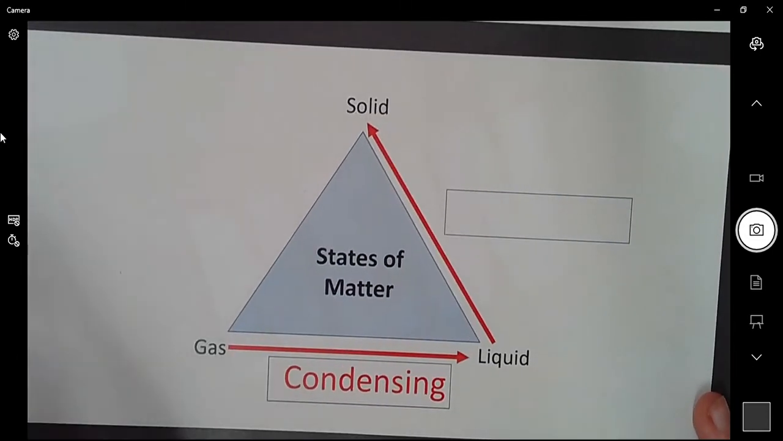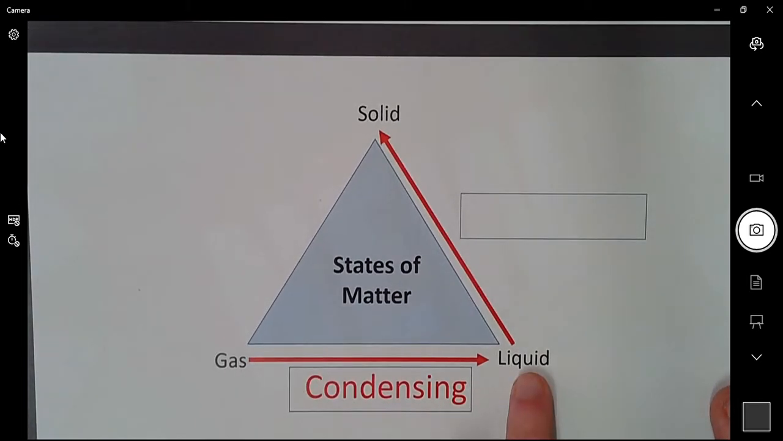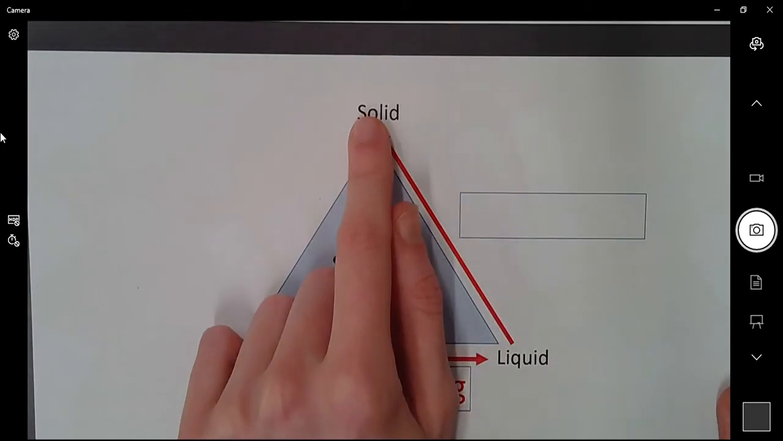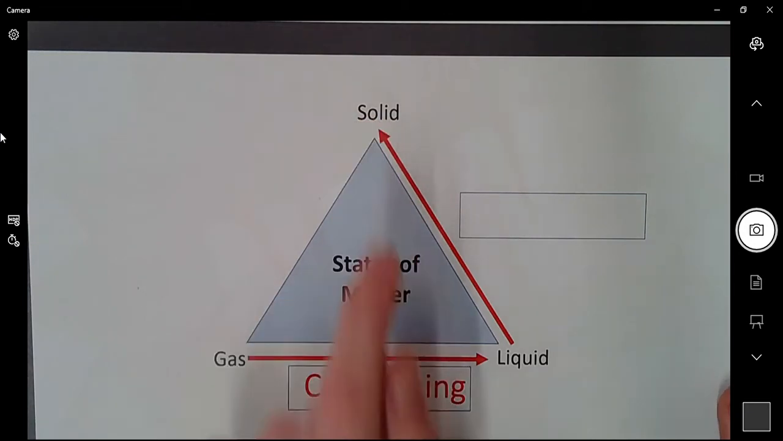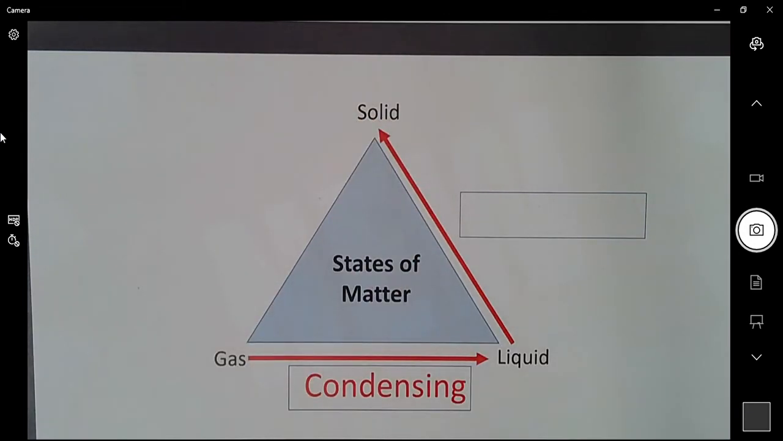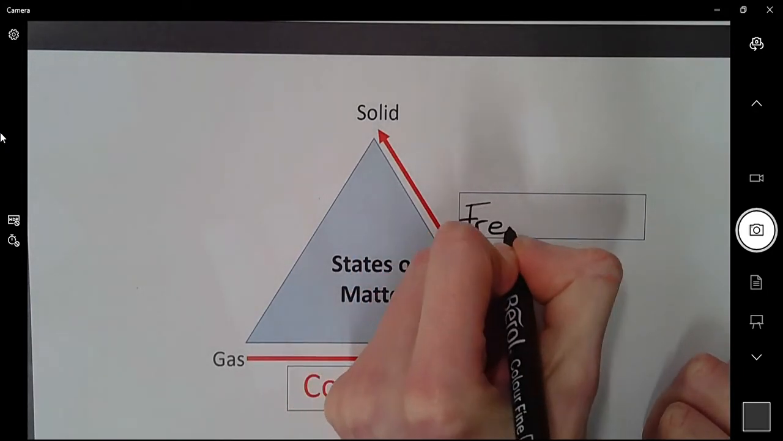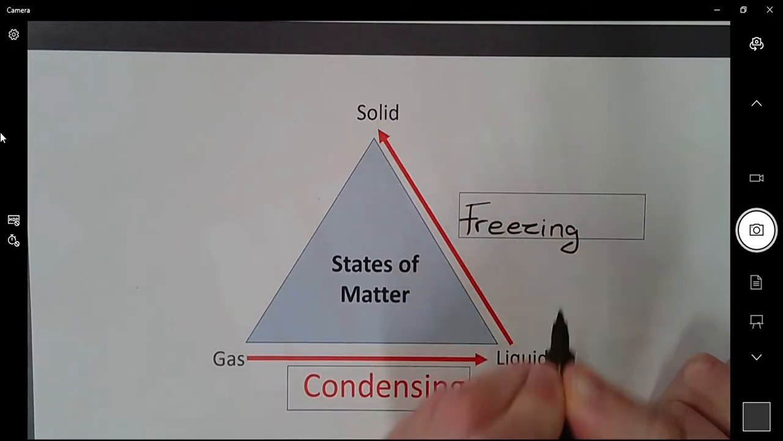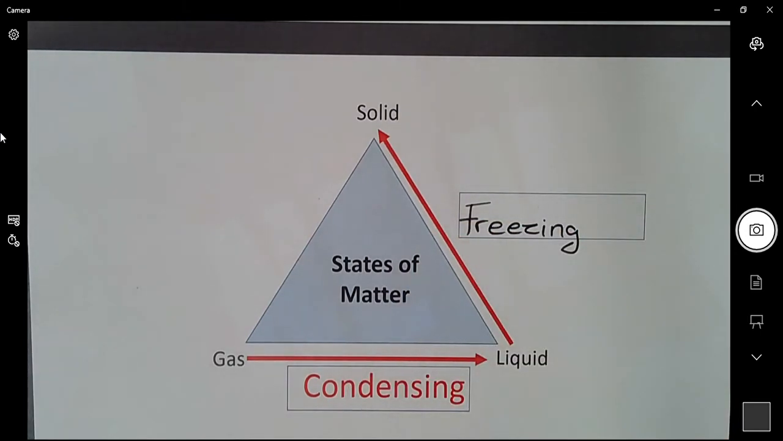And finally, can you fill in the last one for me? So I have a liquid like water and it changes to a solid like ice. What is that process known as? Yeah, well done. It's freezing. So if it's very, very cold, you might see puddles freeze, or you might see a lake freeze, or if you put some water in your freezer in little cubes, it would turn into ice cubes that you could then put in your drinks. So gas to liquid is condensing, liquid to solid is freezing.